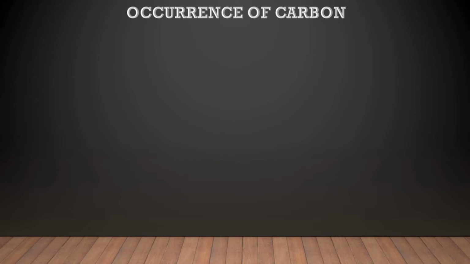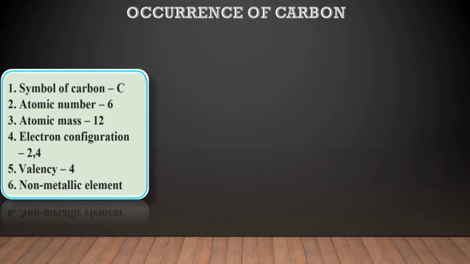Let us know some basic information about the very important element carbon. The symbol of carbon is C. The atomic number of carbon is 6. The atomic mass of carbon is 12. Its electron configuration is 2, 4 and its valency is 4. It is a non-metallic element. The name carbon is derived from the Latin word carbo, which means coal.